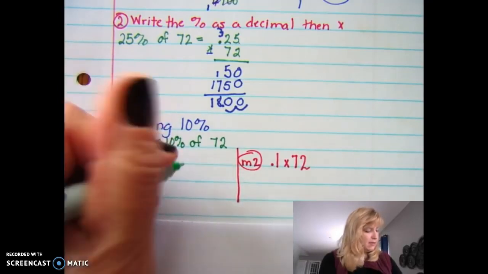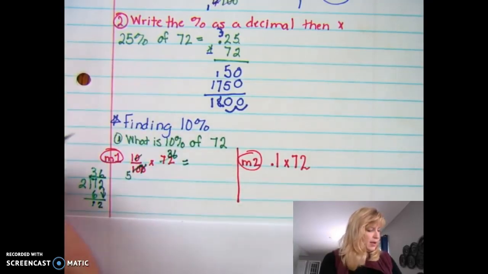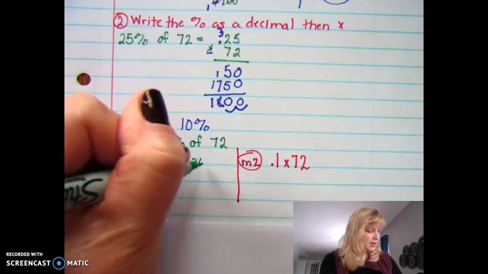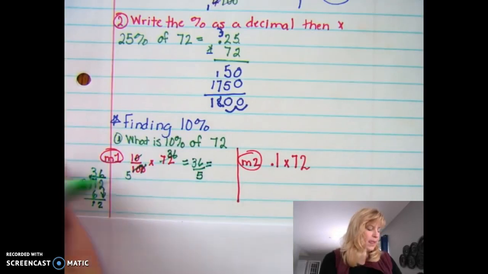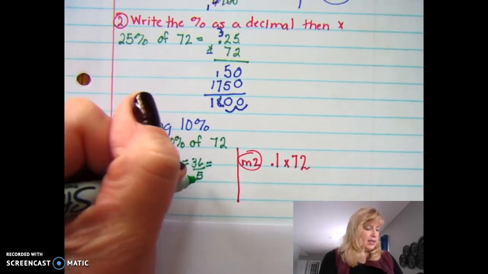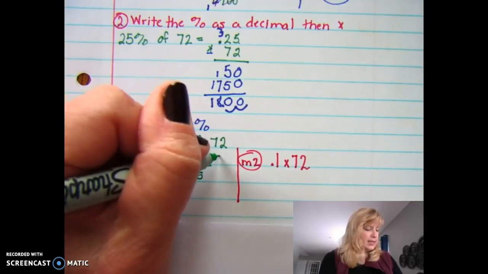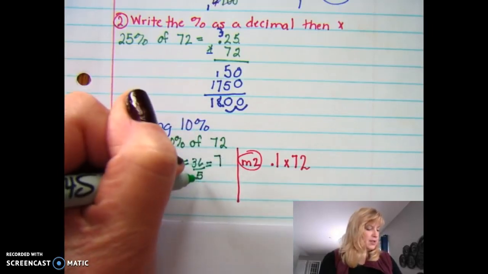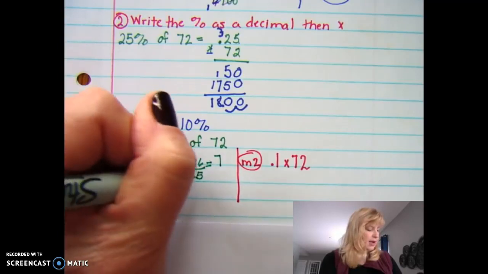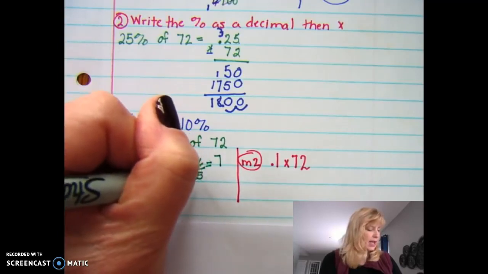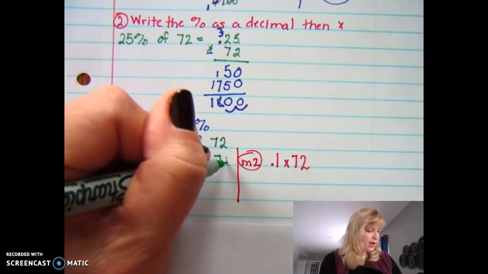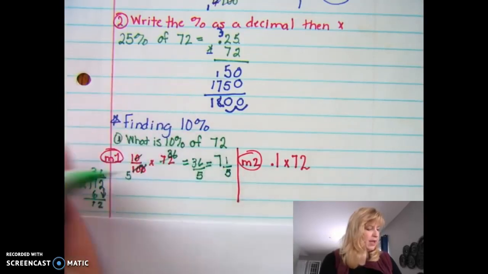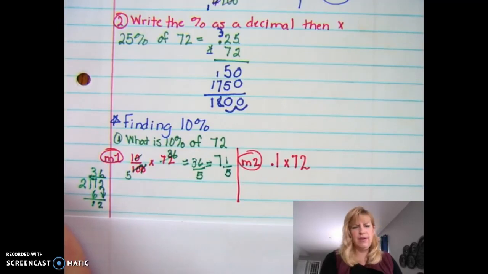So 36 and 5, we end up with 36 fifths, which if we make this into a mixed number, 5 goes into 36 7 times, and we get 1/5. 7 and 1/5.